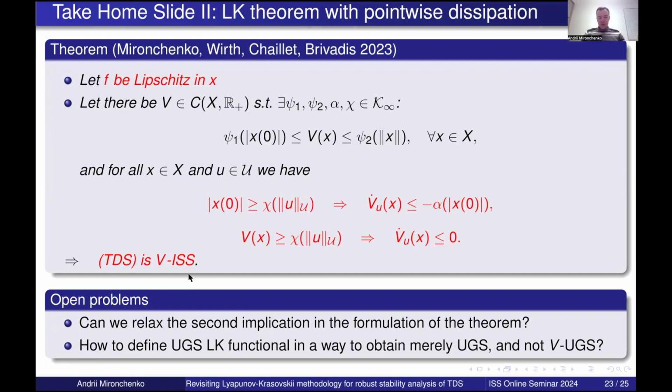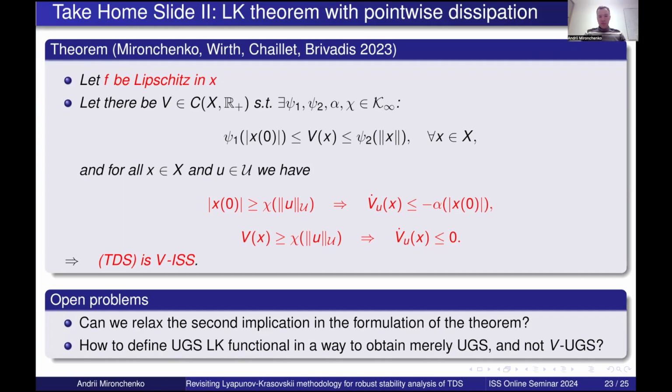However, here's the main problem. How do we define the Lyapunov functional for uniform global stability, so that we can obtain only UGS and not something stronger? We need to think how we can redefine the UGS Lyapunov-Krasovskii functional, and it looks unclear, because this is a natural requirement. It is used for ODEs and for other types of infinite-dimensional systems, and it's not fully clear how we can modify it, at least. If you have any ideas, it would be great to know.